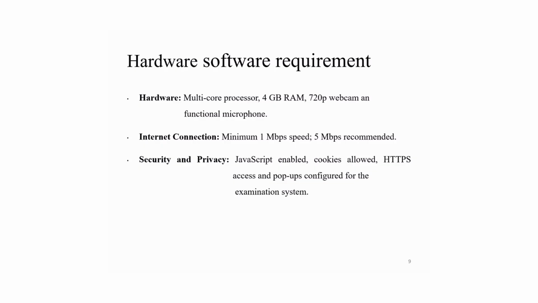So these are the hardware requirements. The main hardware for the online proctored examination system is a multi-core processor with 4 GB RAM, and the webcam should be 720 pixels. The internet connection should be a minimum of 1 Mbps speed and the recommended speed is 5 Mbps. For security and privacy: JavaScript enabled, cookies allowed, HTTPS access, and pop-ups configured for the examination system.